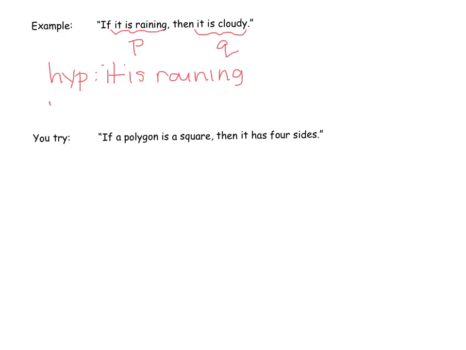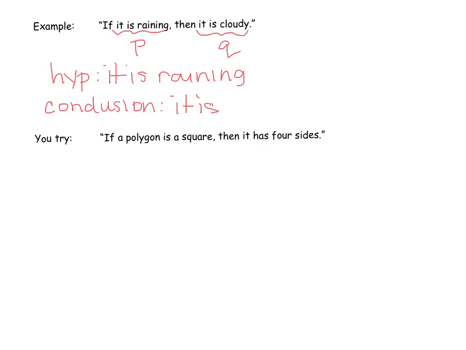And the conclusion is just it is cloudy. And you'll notice that the if and the then are not part of the hypothesis and the conclusion, but only indicate where it is. So pause the video for a moment and see if you can identify the hypothesis and the conclusion of the statement, if a polygon is a square, then it has 4 sides.